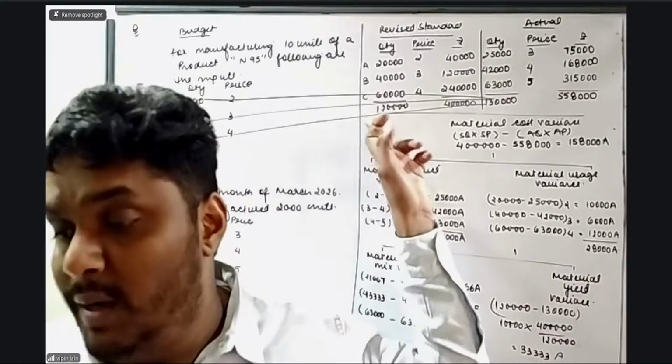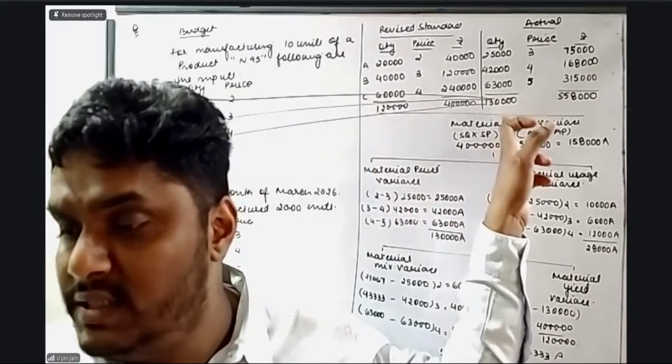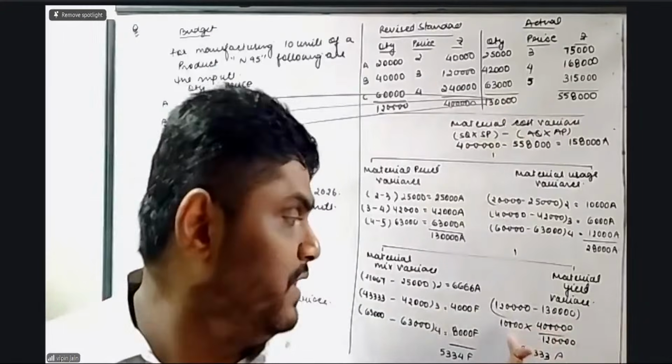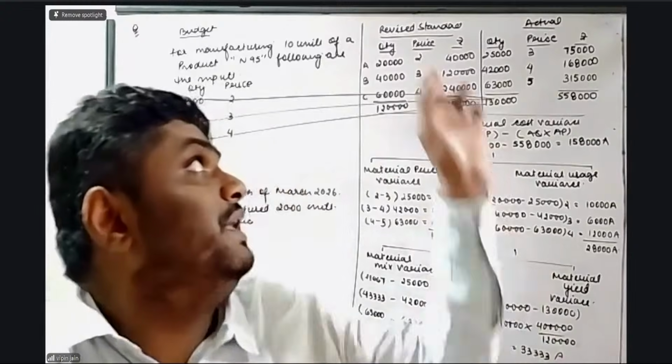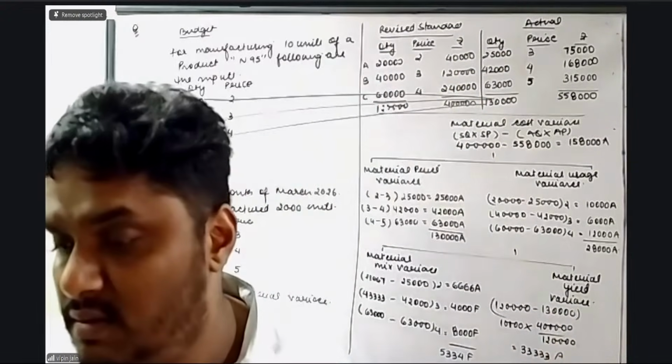1,20,000, sir. But actually, how many kgs of inputs were consumed? 1,30,000. So how much extra did we consume? 10,000. Now, these 10,000 can be of A, B, C. So that's why we are taking the weighted average price.